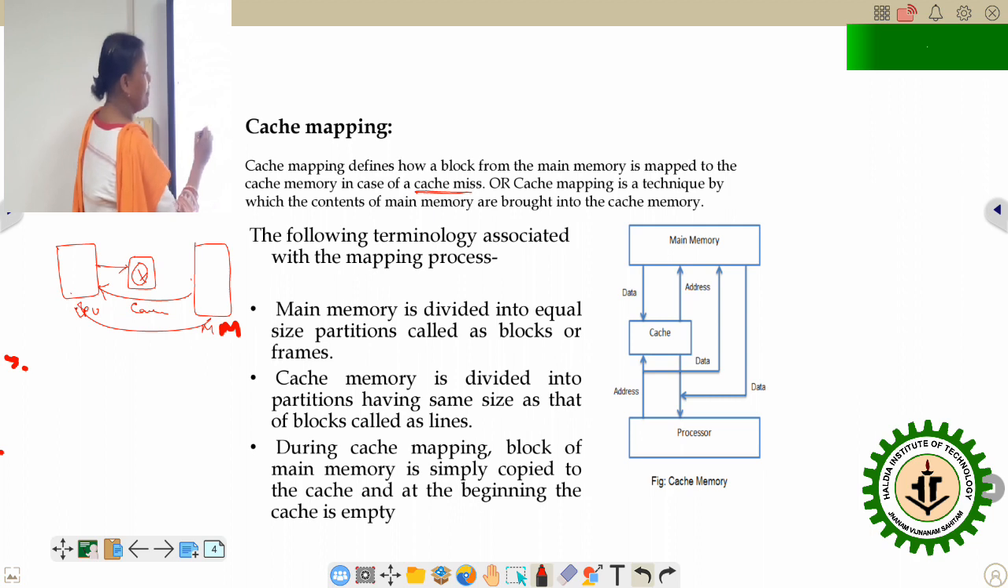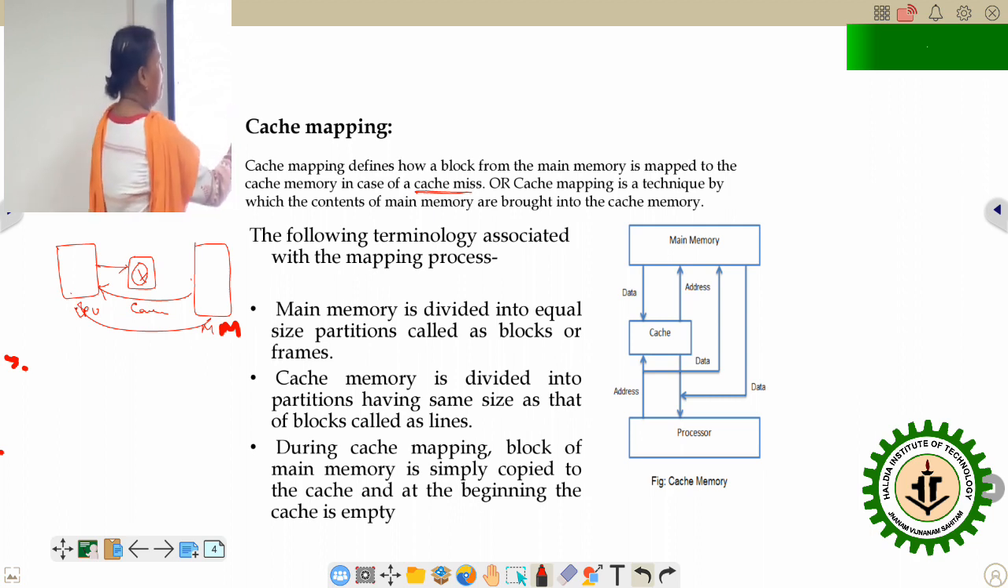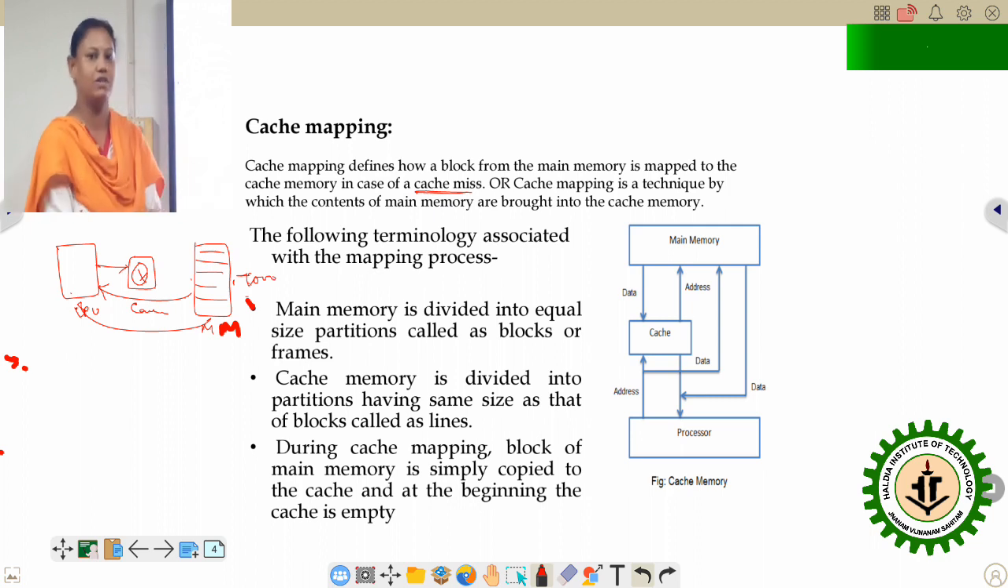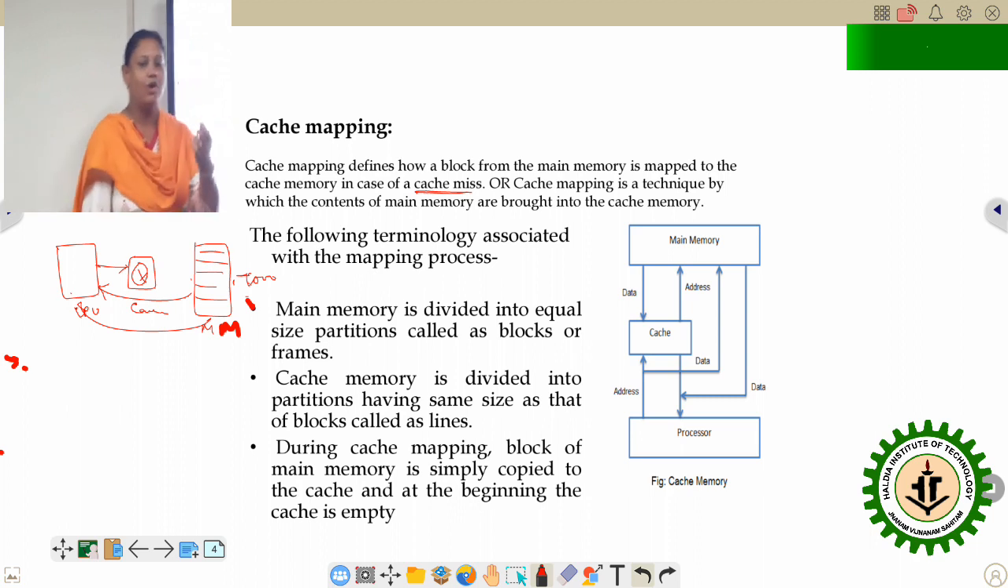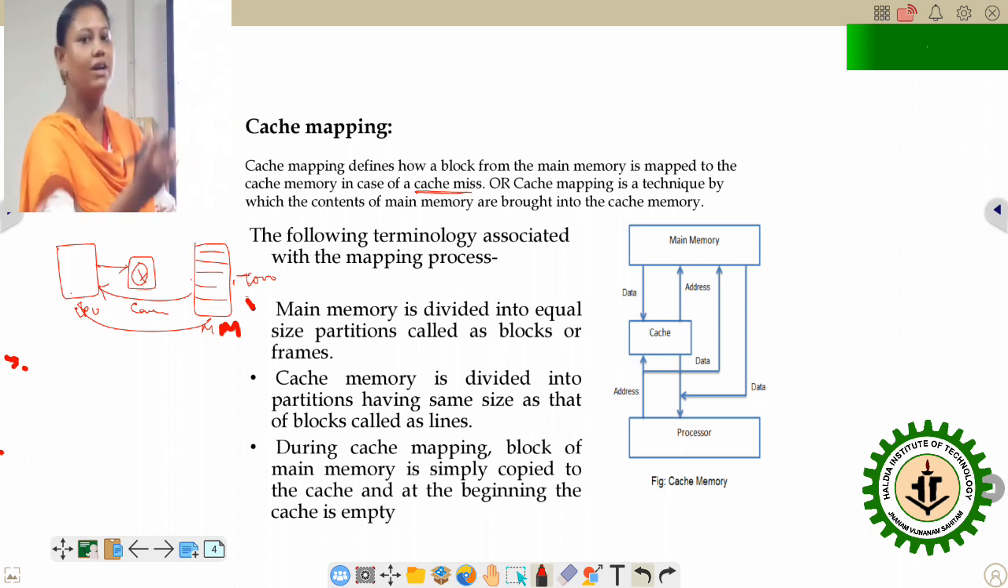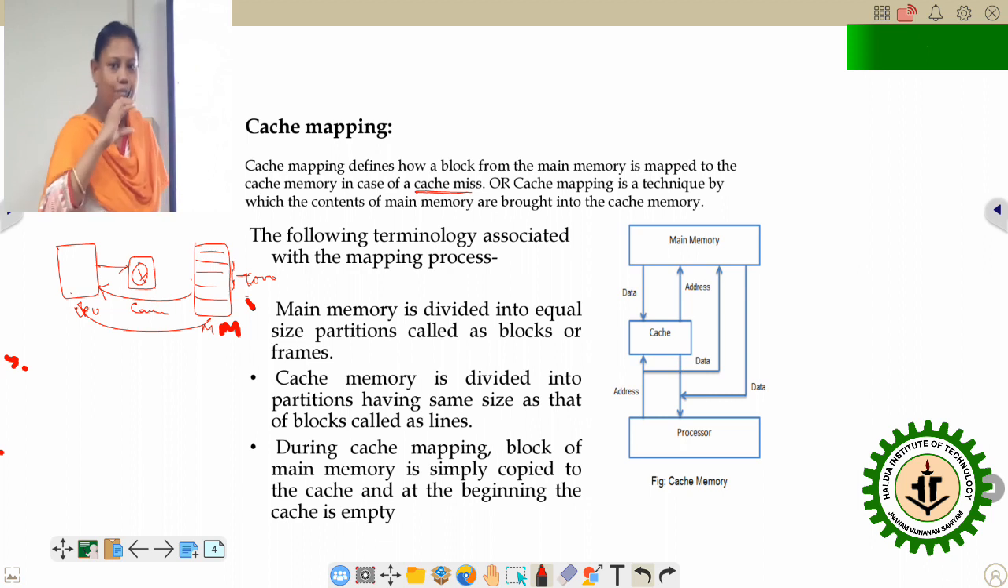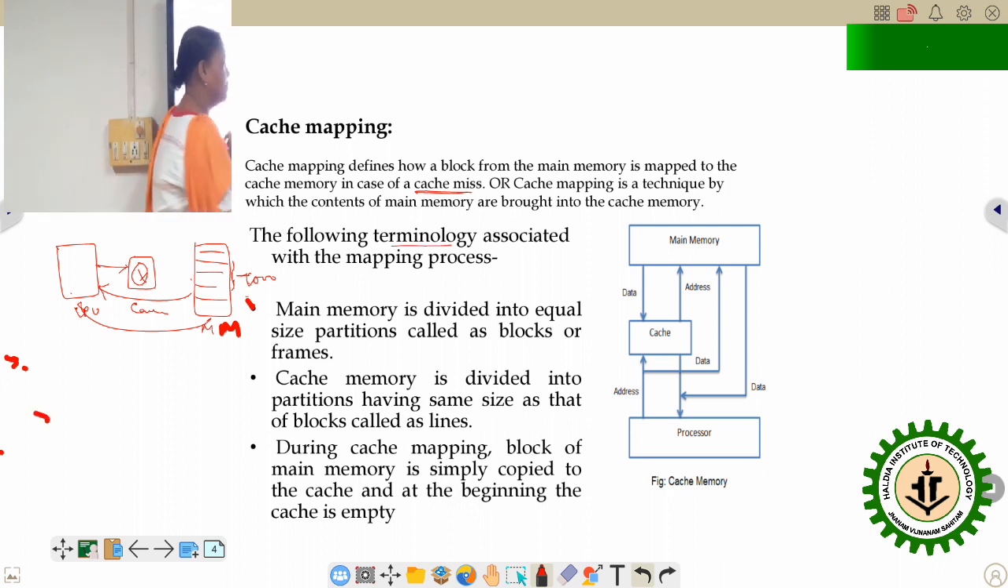So this is the mapping technique. Now suppose the data is stored in a particular location. Suppose I consider the data stored in 1000 location in the main memory. So the particular data from the 1000 location does not come alone to the CPU. It comes in a block manner, that is, some block of memory comes to the CPU. So that's why the following terminology comes out.